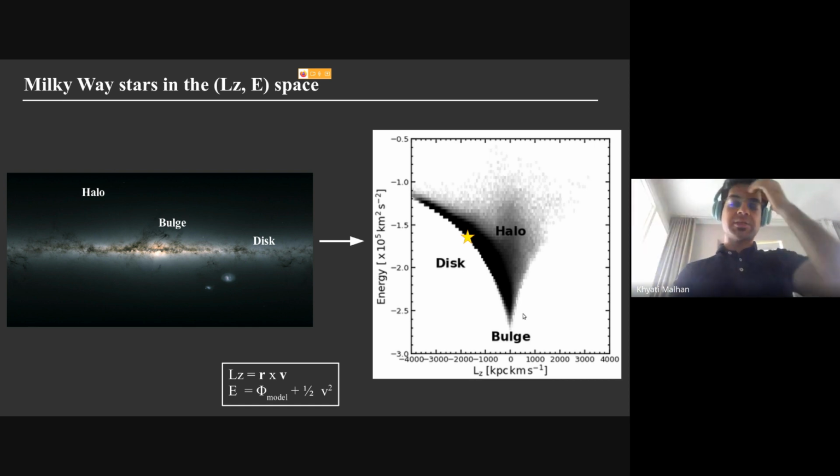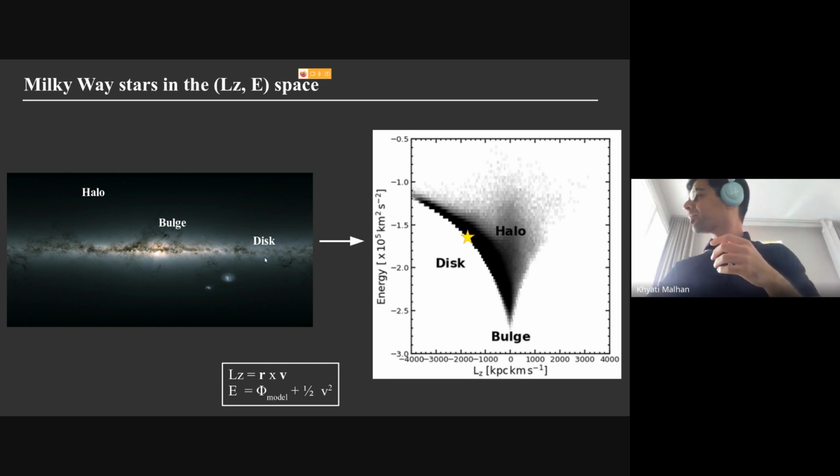So this is based on actual measurements. LZ you can easily compute from R cross V, the Z component of R cross V. R is something you're getting from Gaia directly. V is something Gaia is measuring for you. For the E, while the kinetic energy is something you can still get from Gaia, the phi, as Shantanu and I were discussing, is a model of the Milky Way, the total galactic potential of the Milky Way that you need to assume. And it is this phi model which is basically axisymmetric.